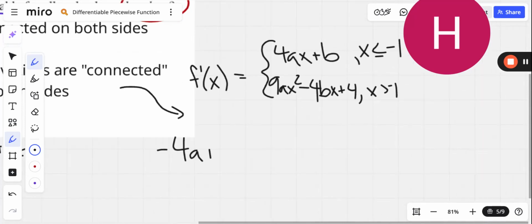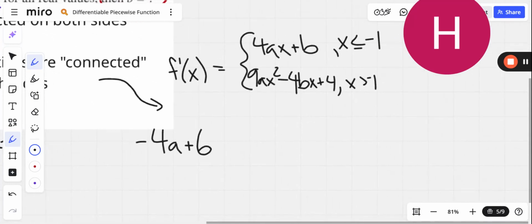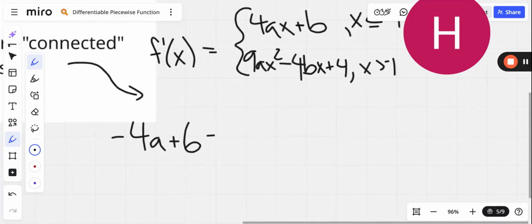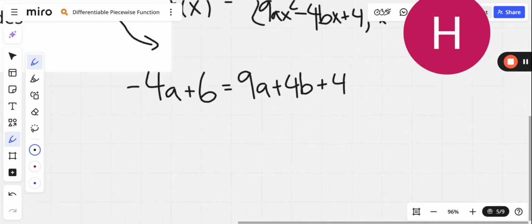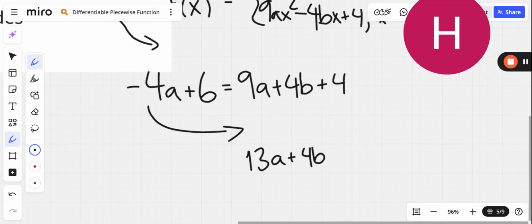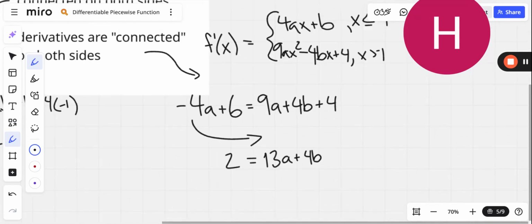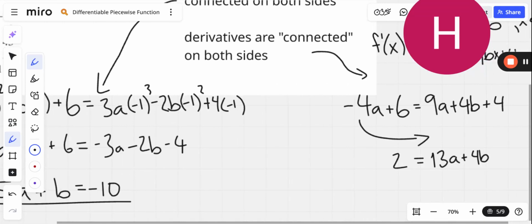So we're going to have -4a plus 6. That's a 6, not a b. I know my 6's look like b's, kind of notorious. And then on the other side here, plugging in -1, we're going to have 9a plus 4b plus 4. Let's move everything over once again. Let's move stuff that has variables over here. That's pretty easy to do. So we have 13a plus 4b equals 2. Does that seem right? Yeah, if we subtract 4 on the other side, we just get 2.